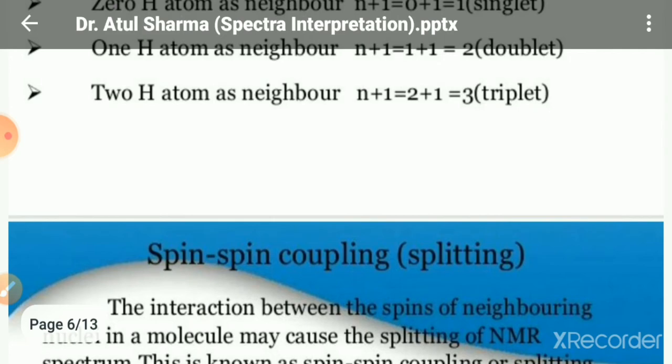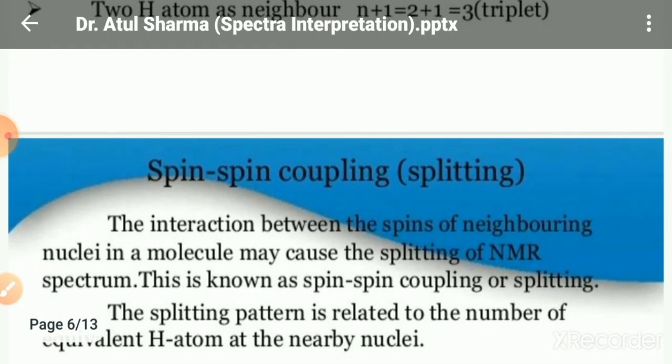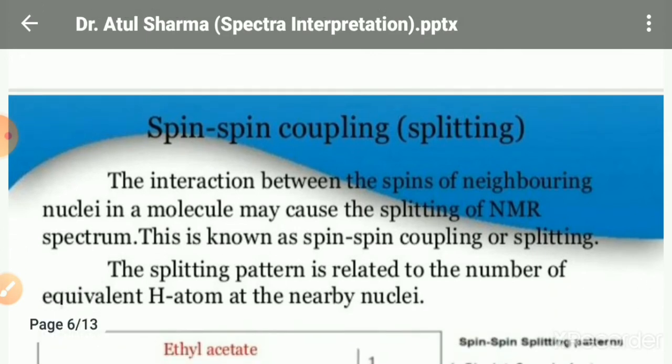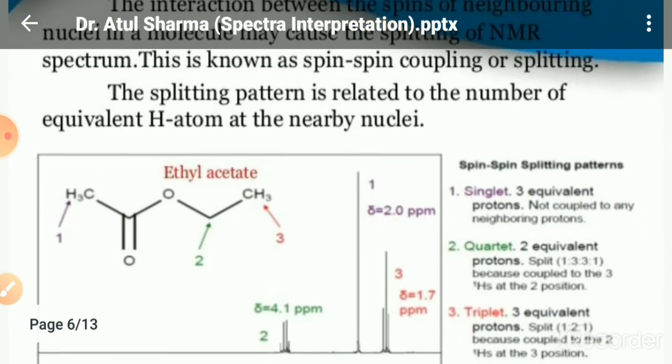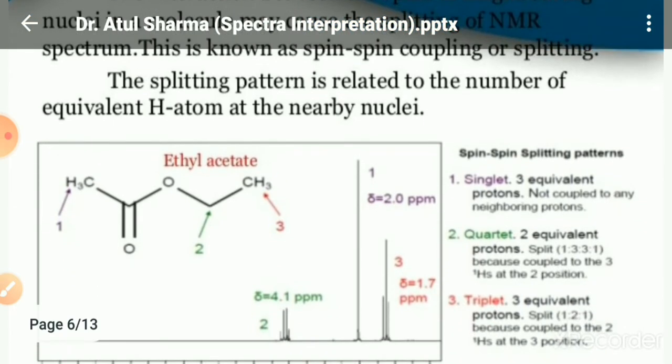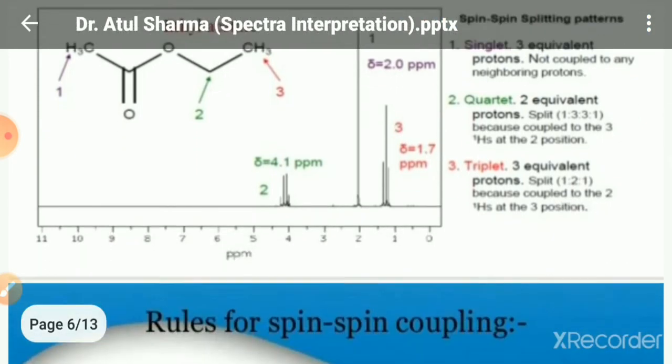Spin-spin coupling, splitting. The interaction between the spins of neighboring nuclei in a molecule may cause the splitting of the NMR spectrum. This is known as spin-spin coupling or splitting. The splitting pattern is related to the number of equivalent hydrogen atoms at the nearby nuclei. This is the example of ethyl acetate, singlet, quartet and triplet are shown here.